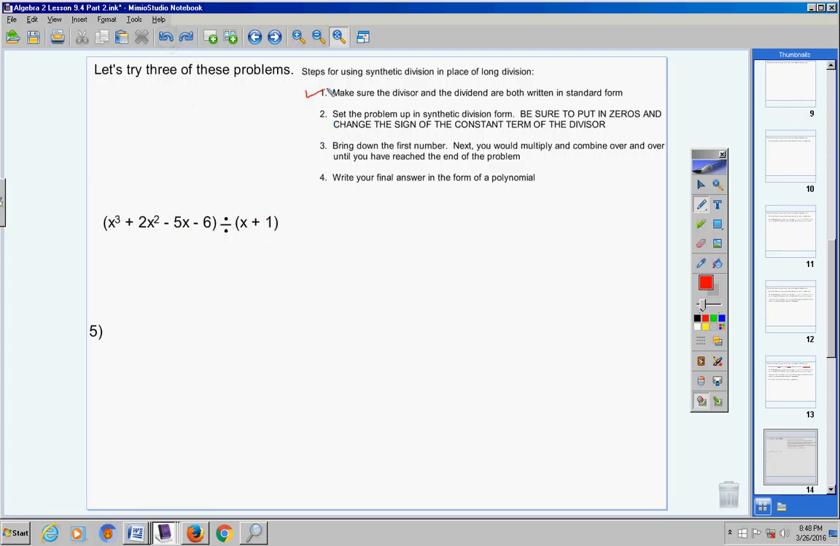Step 2, set the problem up in synthetic division form. Okay, put your box. Change the sign of this number here. You're dividing by x plus 1. You have a positive 1 right here, so we're going to put a negative 1. Okay? Then list out all of your coefficients. Now notice you're not missing anything. 3, 2, 1. Constant term. Oh, by the way, guys, if there is no constant term here, then you would have to put a 0. Okay, you have to do that.